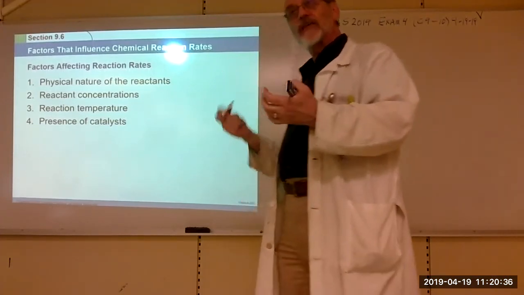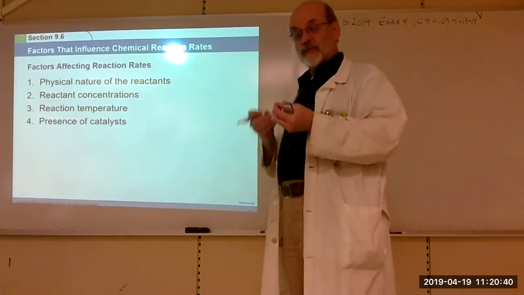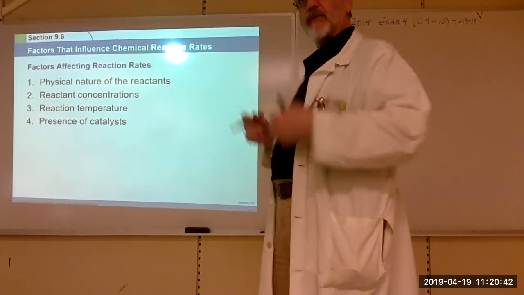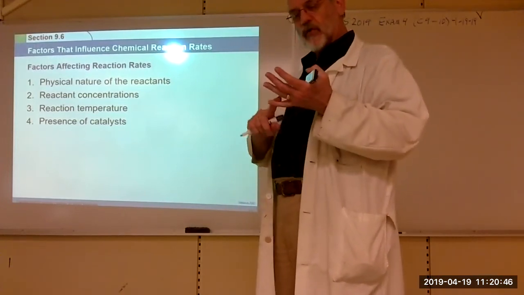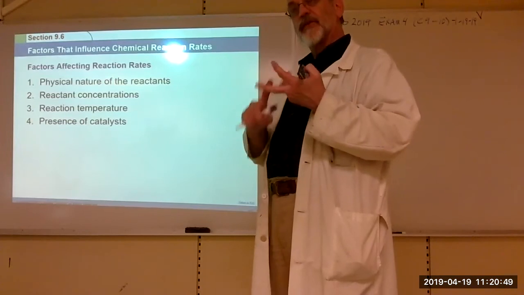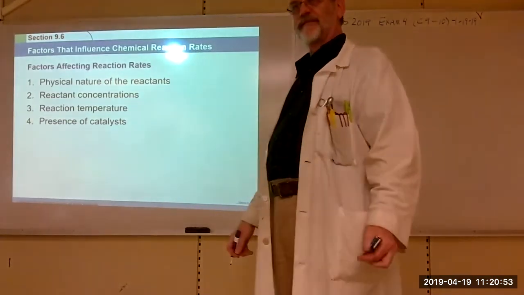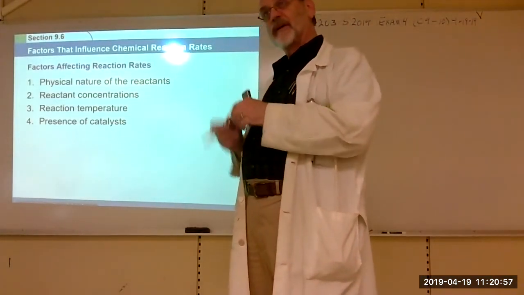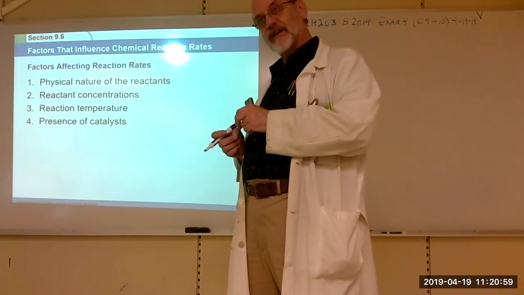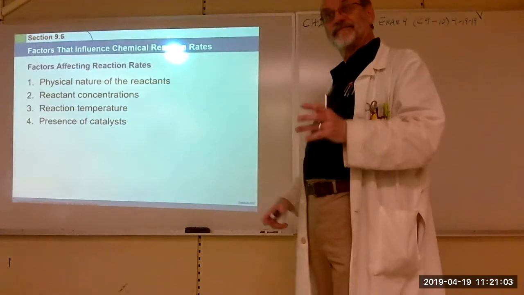So if you have two solids, the best way to get reaction rates to increase is to grind them into fine powders and then mix them together, right? So you can have charcoal, saltpeter, and sulfur in 3 piles, nothing happens. Grind them up, mix them together in the right proportion, and then exceed the activation energy with a little spark, and you get gunpowder. Okay?